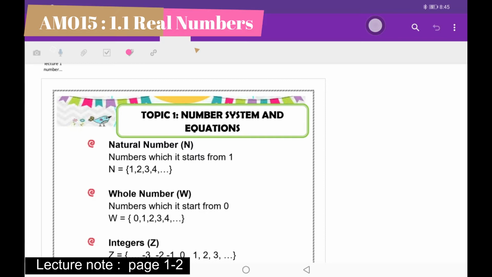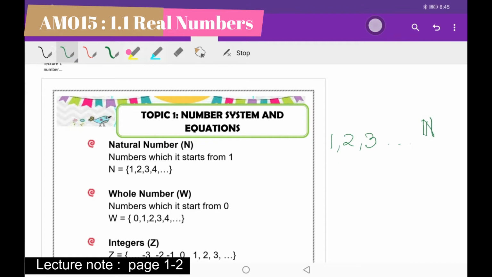So the first one is natural numbers. Natural numbers start from 1, 2, 3, and so on. Natural numbers, also known as the counting numbers, are represented by the symbol N. But if we have a sequence of numbers starting from 0, then this sequence of numbers is called whole numbers, which is represented by the symbol W.